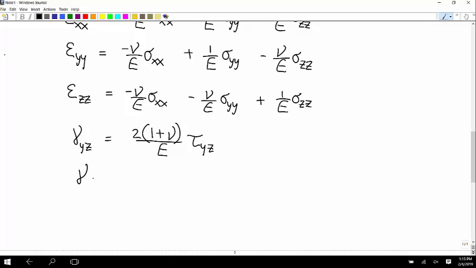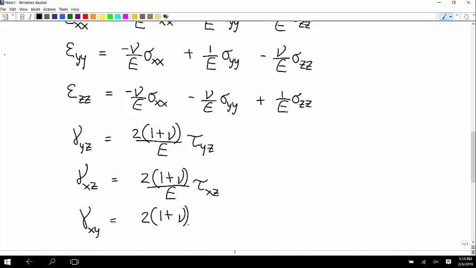And might as well finish writing this. So the XZ strain is equal to 2 times the quantity 1 plus nu over E times tau XZ. And the XY strain is equal to 2 times the quantity 1 plus nu over E times tau XY. That's what that matrix is. Yep. Right. That's right.